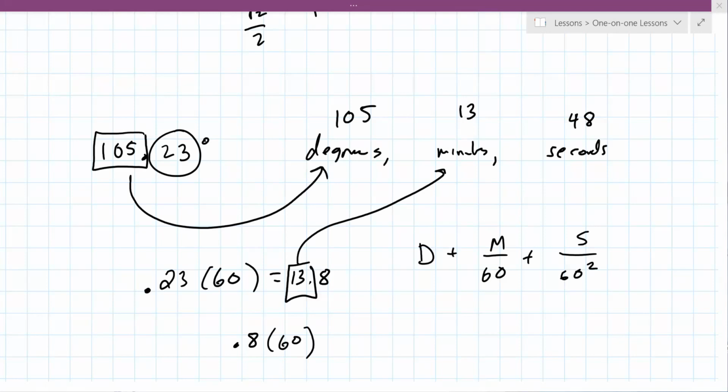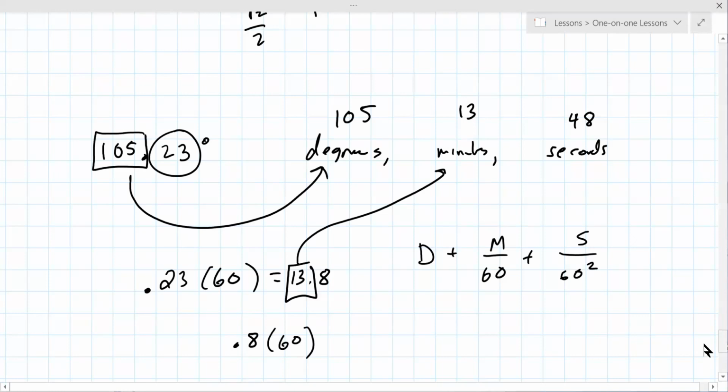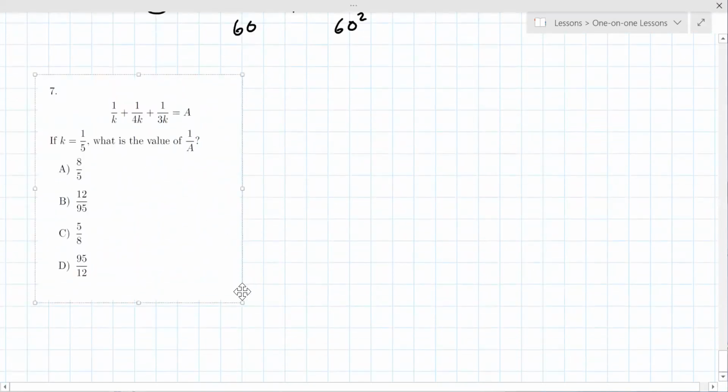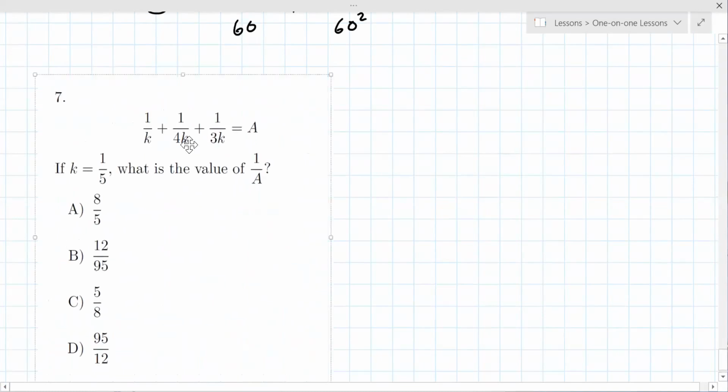Okay, here is a good one for us to start with. It's got some fractions in it. We did some fractions here, so take a look. If 1 over k plus 1 over 4k plus 1 over 3k equals a, and k equals 1/5, what is the value of 1 over a?